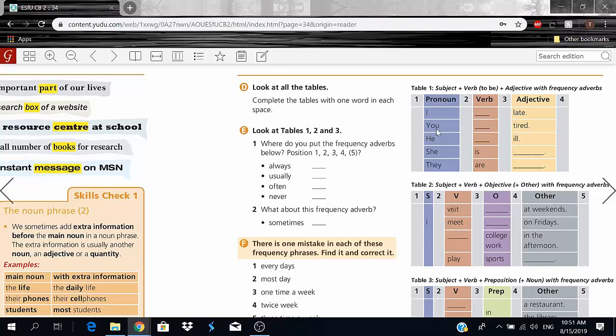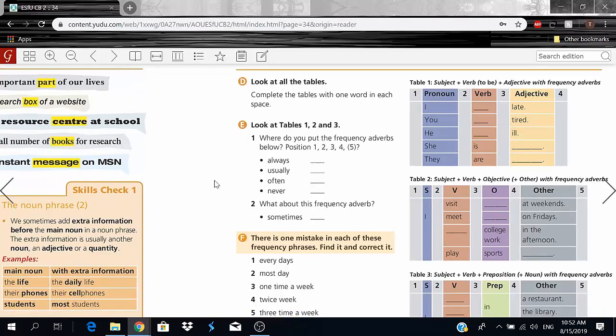You, we always use are with you guys, so you are tired. He is ill. She is, if we want to add an adjective ourselves, we can probably say friendly, for example. She is happy. She is ill, for example, again, like the he. They are, I can probably say rude. They are angry. These are all adjectives.